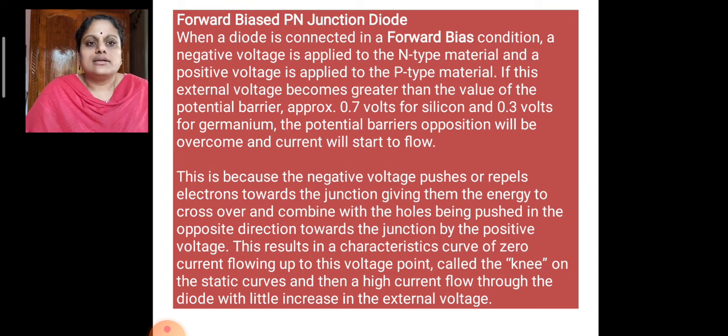This is because the negative voltage pushes or repels electrons towards the junction, giving them the energy to cross over and combine with the holes being pushed in the opposite direction towards the junction by the positive voltage. This results in a characteristic curve of zero current flowing up to this voltage point, called the knee point, on the static curves, and then a high current flow through the diode with little increase in the external voltage.